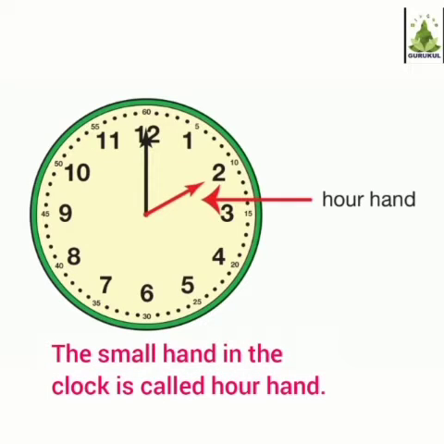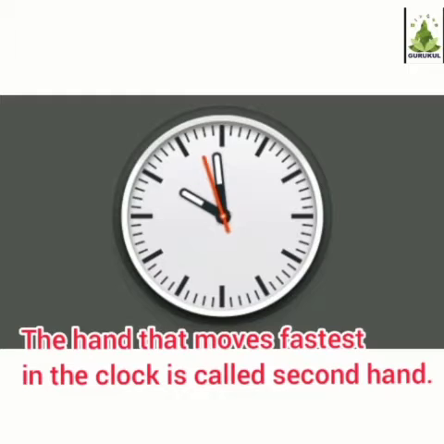The small hand in the clock is called the hour hand. When 60 minutes get over, it moves to the next number. 1 hour is equal to 60 minutes. Second hand. The hand that moves fastest in the clock is called the second hand. 60 seconds is equal to 1 minute.